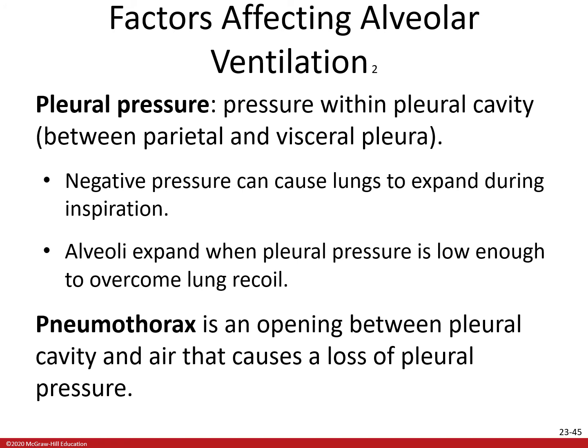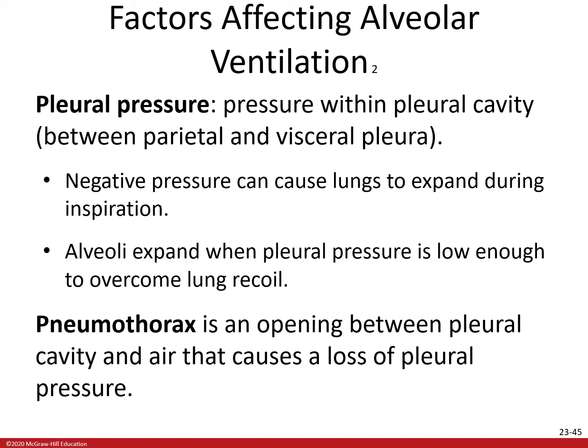Continuing on, we'll talk about pleural pressure, and that is one of the factors affecting alveolar ventilation. Pleural pressure is a pressure within the pleural cavity between the parietal and visceral pleura. Remember those two membranes that are going to be either surrounding and attached to the lungs, or attached to the thoracic wall.